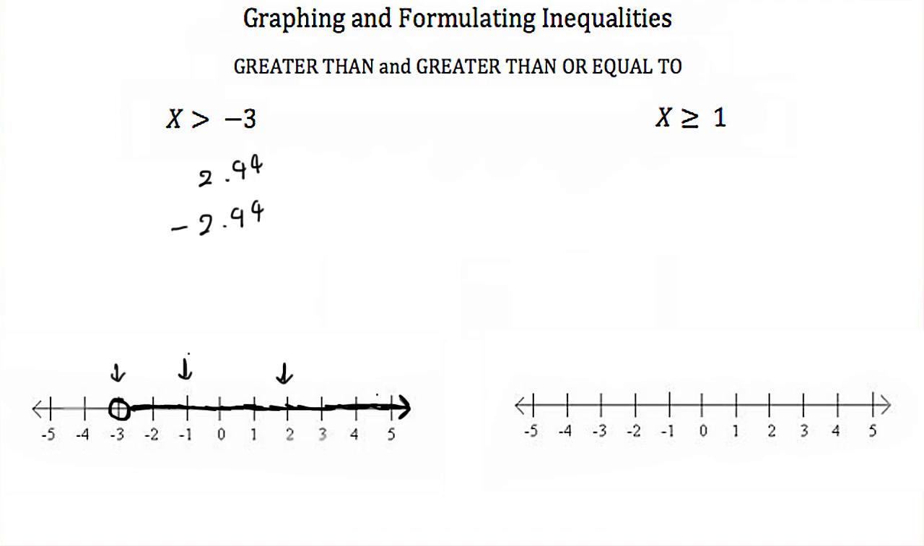Now let's graph x is greater than or equal to a positive 1. Now just like when we did the less than or equal to sign, 1 is a valid point. So instead of an open circle at 1, we would put a closed circle at 1, or a filled in circle at 1. And then again, we would fill in every point on the number line to the right of 1, because all of these numbers are greater than 1.